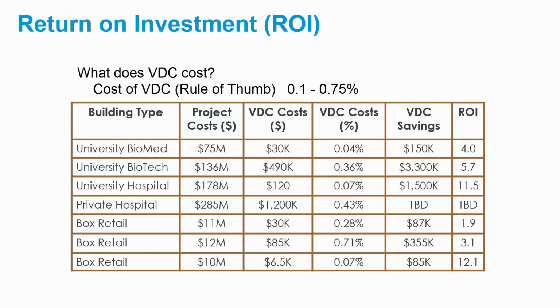As far as the cost of VDC, the rule of thumb is it's anywhere from 0.1 to 0.75%, so that's about less than 1%, of course. And here you can see some building types, the project cost, the VDC cost, the percentage of the VDC cost, and of course, more importantly, the return on investment for the VDC cost.